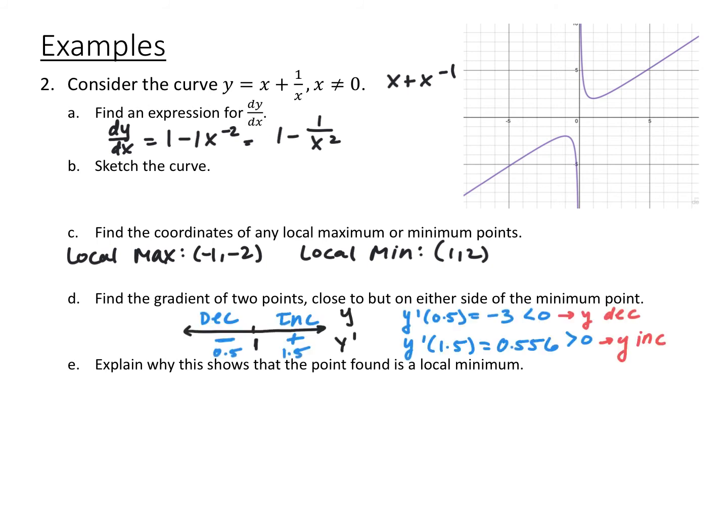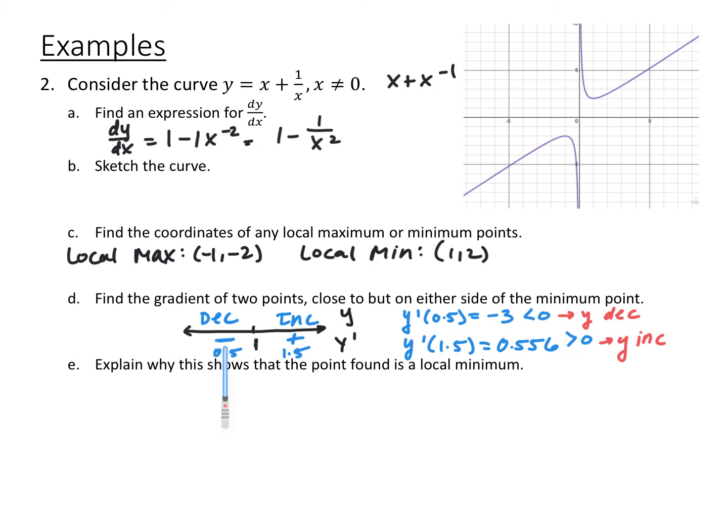So again, I chose 0.5 and 1.5, something that's just slightly on either side of x equals 1. So if I plug 0.5 into the derivative, because I want to find the gradient, I get negative 3, which is negative. So my slope is negative for things that are slightly less than x equals 1. And then I also plugged in 1.5, and I end up with 0.556, which is positive. So for x slightly bigger than 1, your derivative or your gradient is positive.